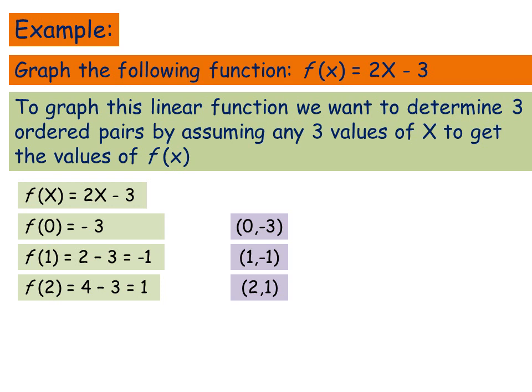Now, what if any person takes any other three points like f(90) and f(100) and f(1032)? If I find the image of all these values and represent it on the graph paper, I will have the same straight line which was represented by the three ordered pairs I had the first time. Okay.